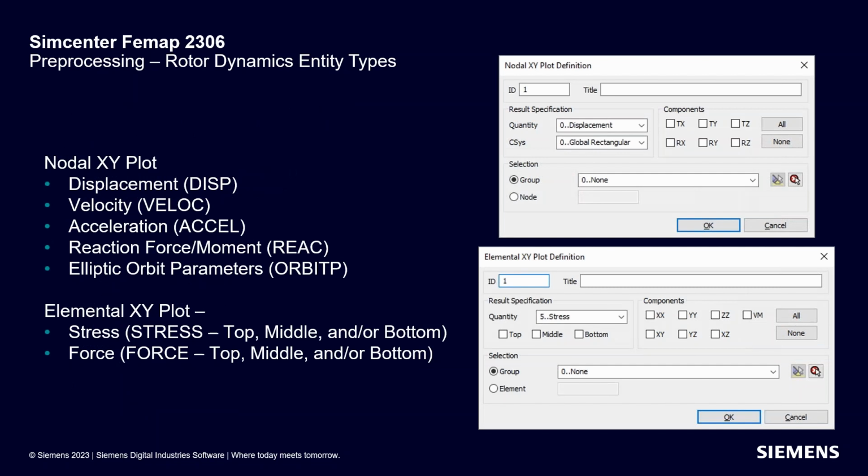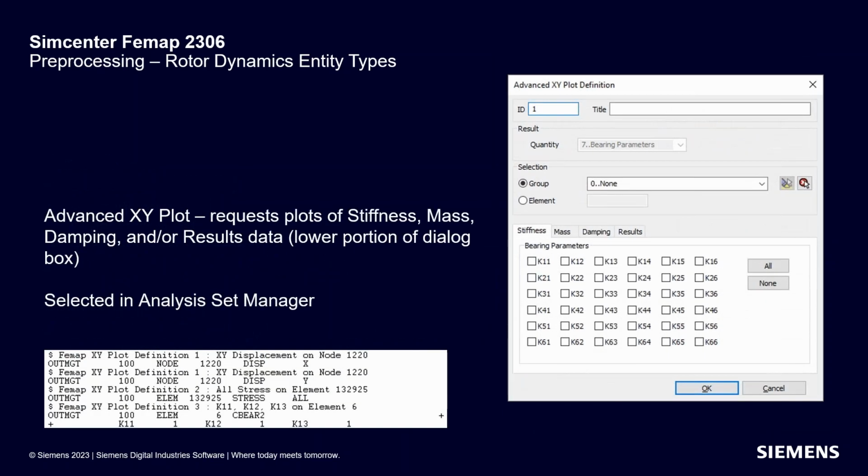So here you can see you can request displacement, velocity, acceleration, reaction forces, elliptic orbit parameters for the nodal XY plot definition, and then for the element information, you can request stresses and forces. And then if you have an advanced XY plot definition, there's a lot of different information you can request through the tabs here, such as bearing parameters, mass, damping, and different results.